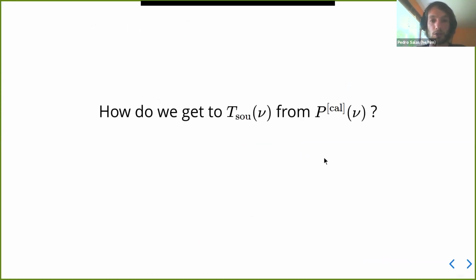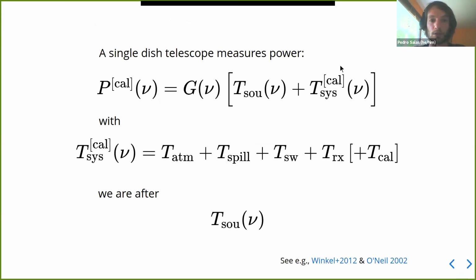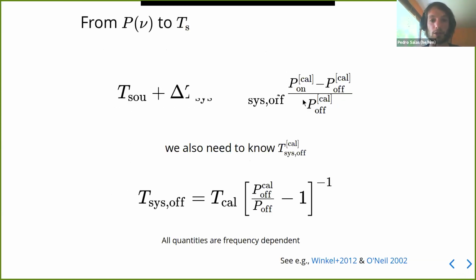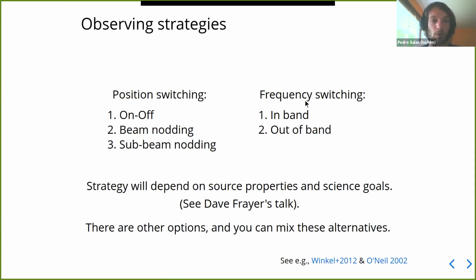Oh, I forgot to mention that this is an approximation, assuming that the response of the system is linear. For most cases, that is true. So these equations hold, and this is what most of the data reduction software will be doing when you're calibrating your data.